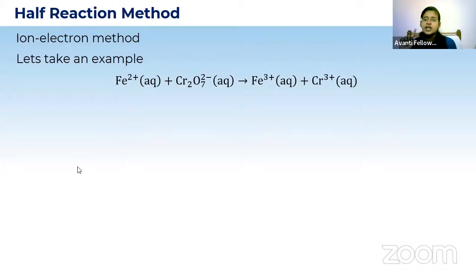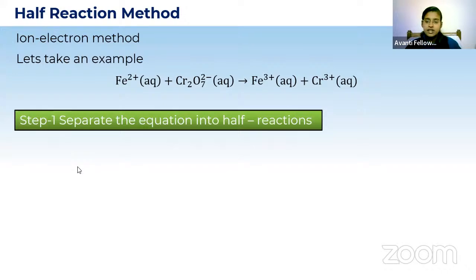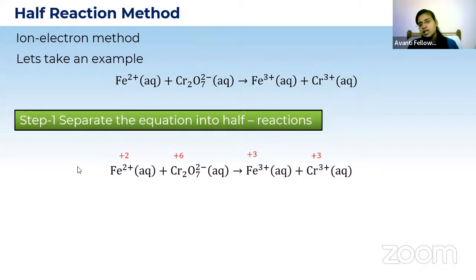Okay. So here in step 1, what you have to do, separate the equation into half reactions. Half reaction means oxidation half reaction, reduction half reaction. So if you want to separate, you should know which element has oxidized and which has got reduced. Okay. So again, write the oxidation number. Now you can able to understand, right? Fe is going from +2 to +3. So it is the oxidation half reaction.